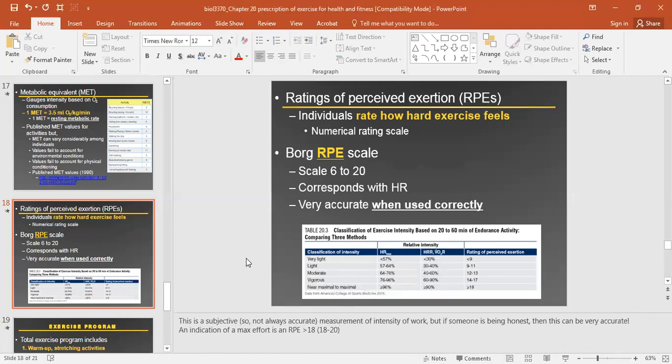So during a graded exercise test that's maximal, we use RPE to ensure increasing intensity of work, but also make sure the subject is okay, it feels okay, and is putting in a max effort. So it can be really, really important.